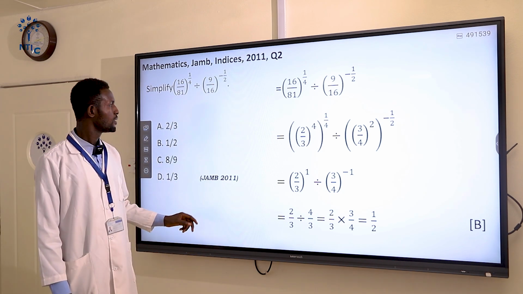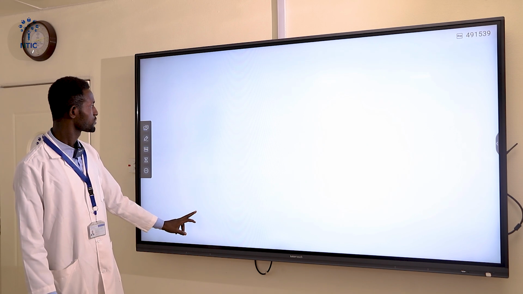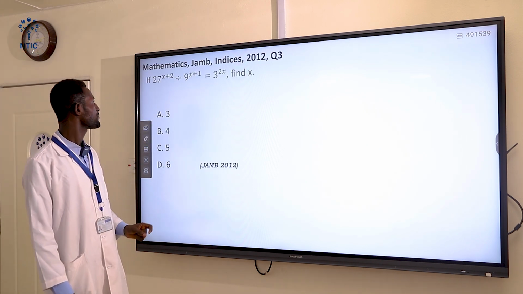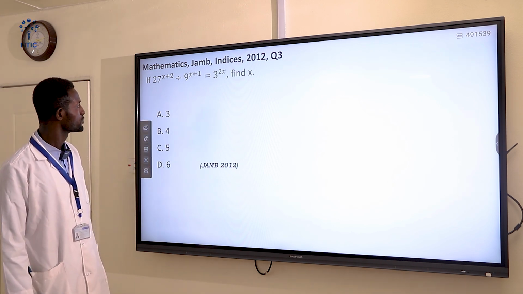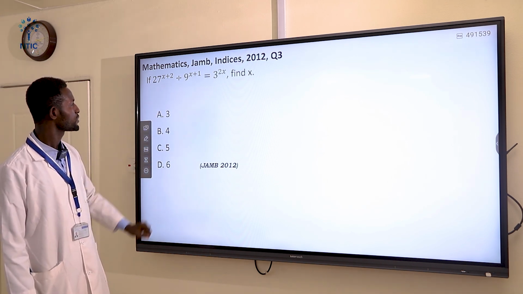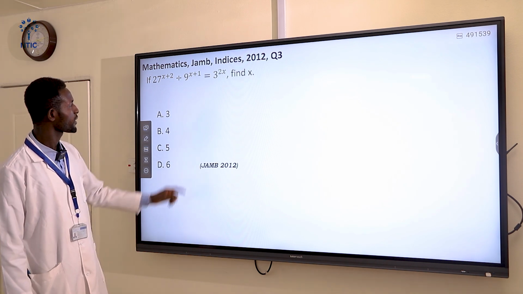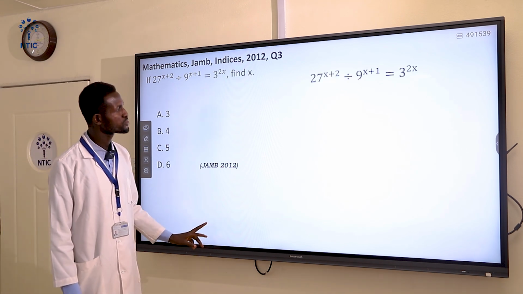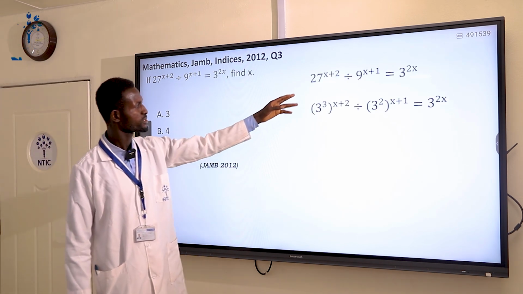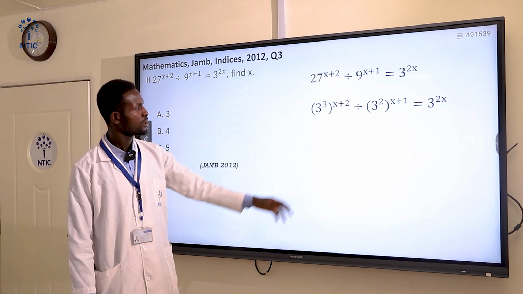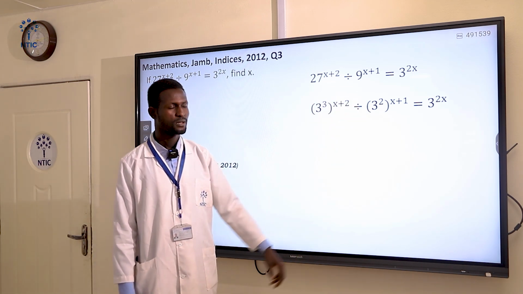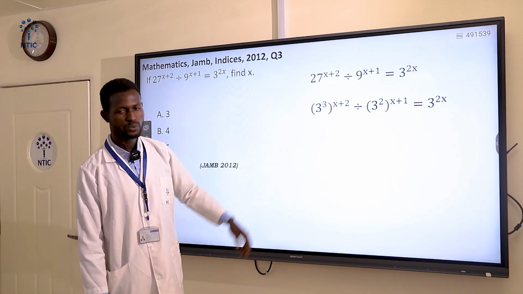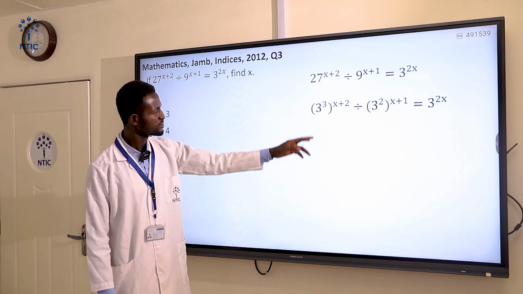All right, let us move to the next question. Here we have 27 raised to the power of x plus 2 divided by 9 raised to the power of x plus 1 equals 3 raised to the power of 2x. So one way to solve this is to express 27 to the base of 3. Also, we express 9 as a base 3 number. After doing this, we also apply the law of indices.